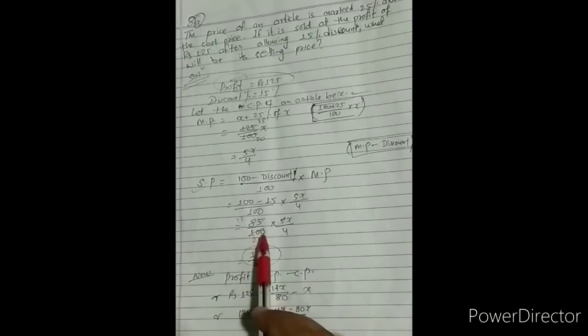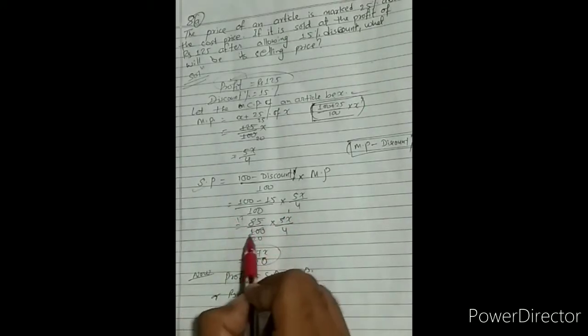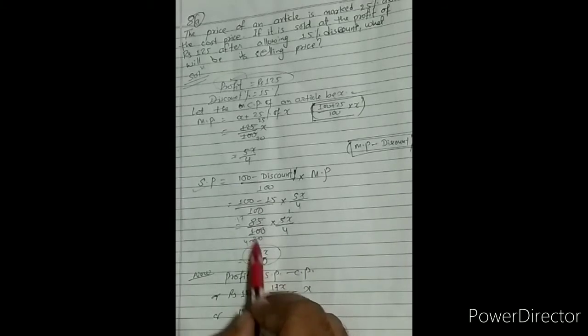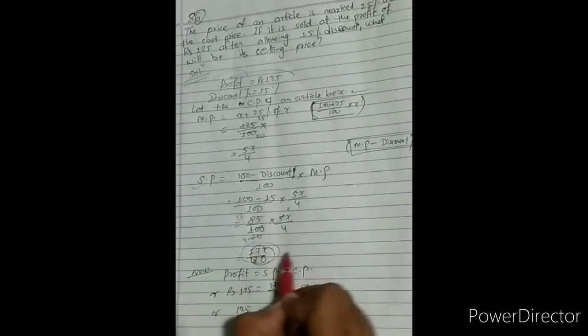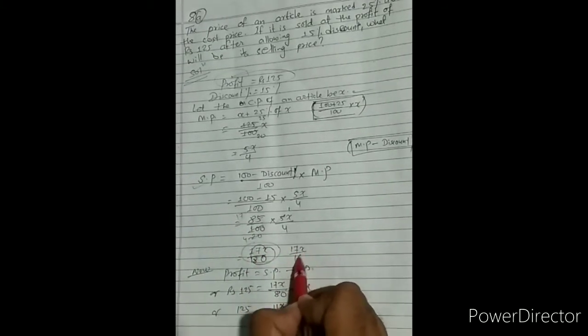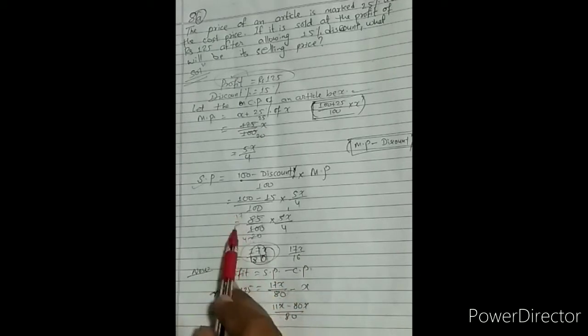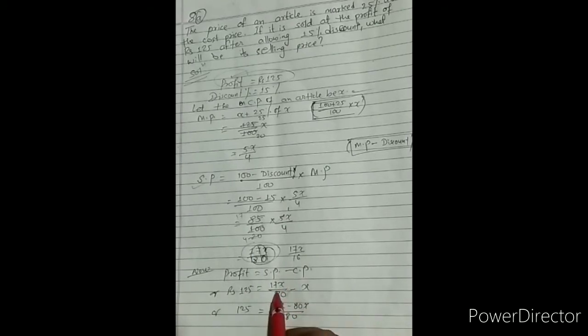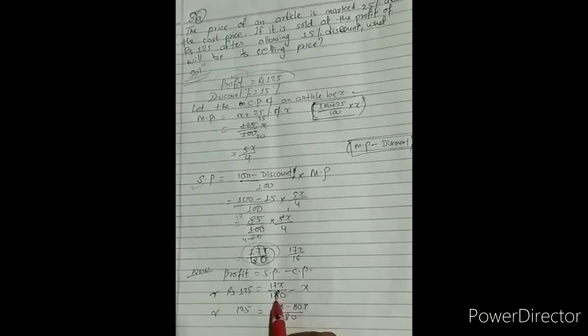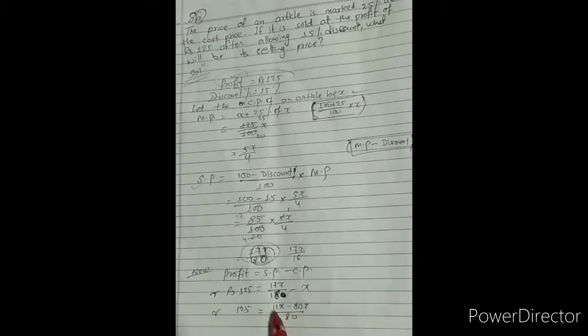Sorry, here 5 1s are 5, 5 20s are 20, and 5 17s are 5. 5 4s are 20, so it will be 17x by 16 only, because we have to cancel this also. So instead of this 80 it will be 16. It will be 17x by 16.